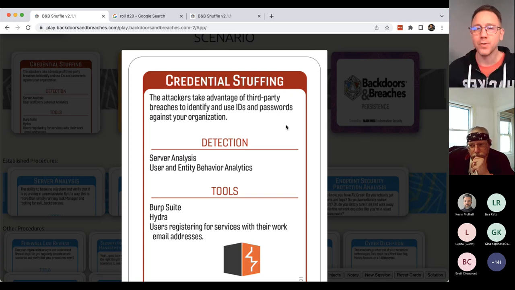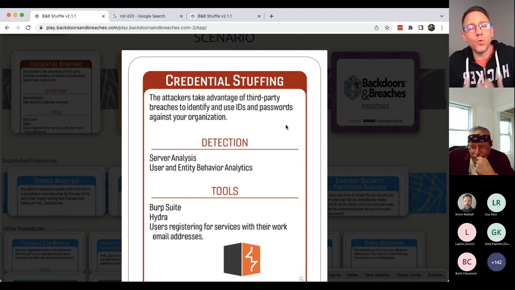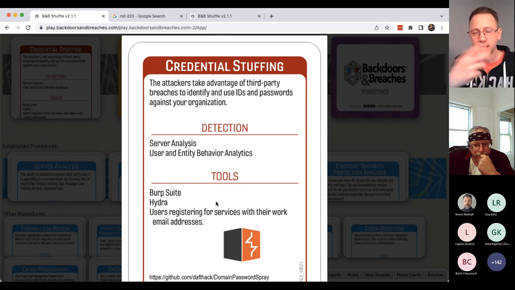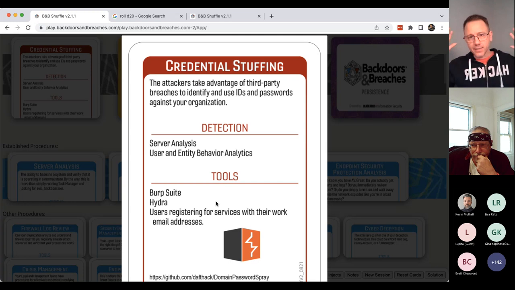They find three. Well, guess where they're going to start? With those three people who have the same username and most likely the same password that they use everywhere they go. And they're going to try to log in from that. And it works. It works all the time. We use this all the time. The tools to do this type of attack are Burp Suite, and Hydra will help us scrape and find user accounts.